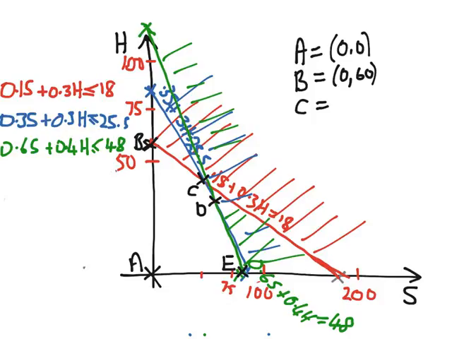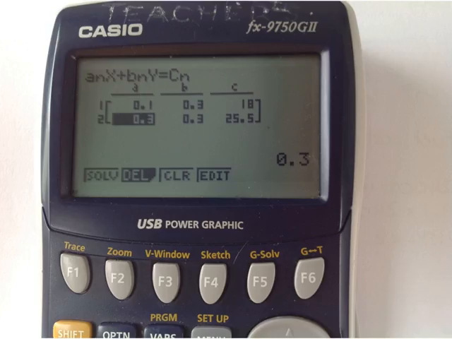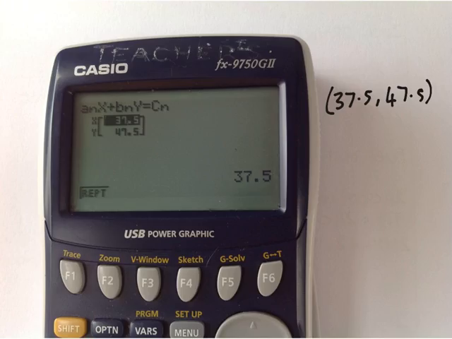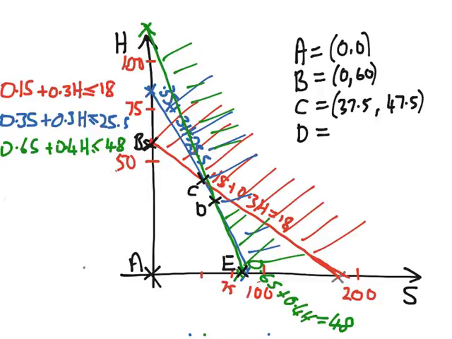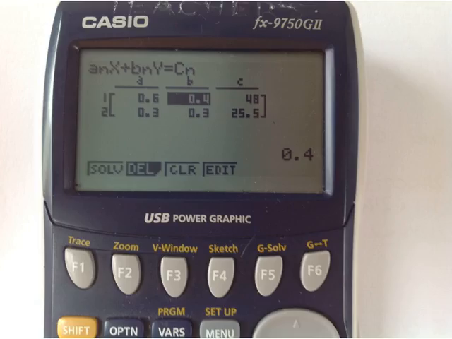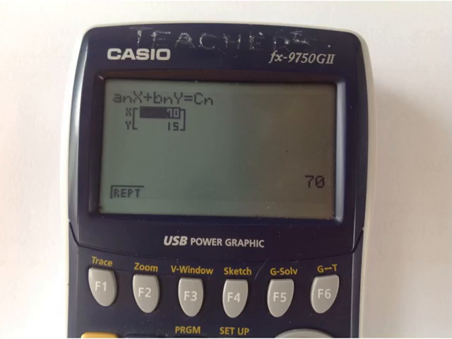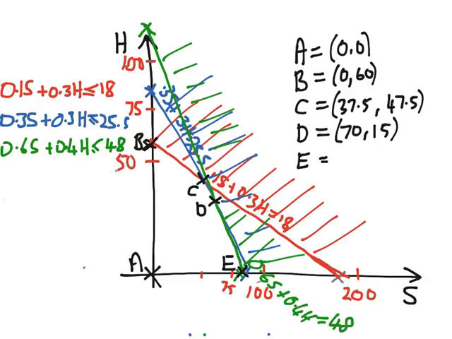To work out the actual vertice of C, take the first two equations because it's the blue line and the red line. Using my calculator and then solving, I can find the two coordinates for the vertice. So there's the coordinate for that vertice. D is the green line and the blue line, so we therefore put those two on our calculator. Put the values in, then solve. This gives the vertice 70, 15. E is the point at the bottom, which is the point 80, 0.